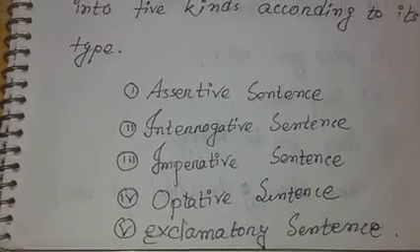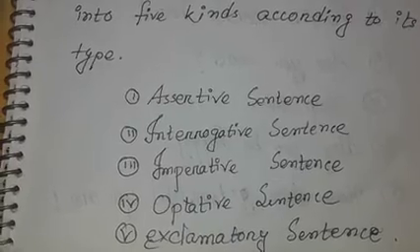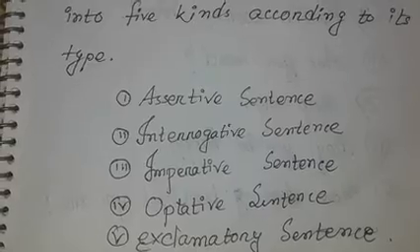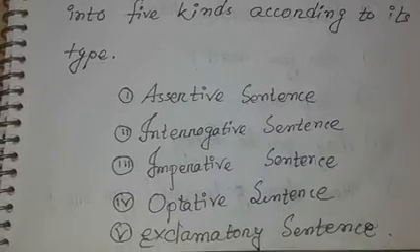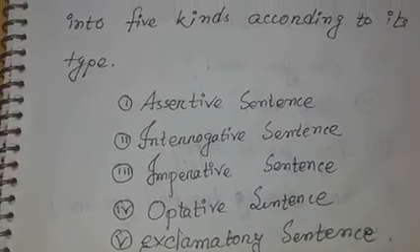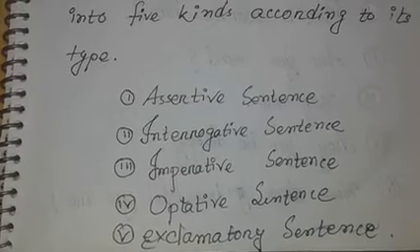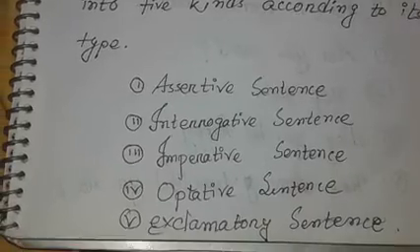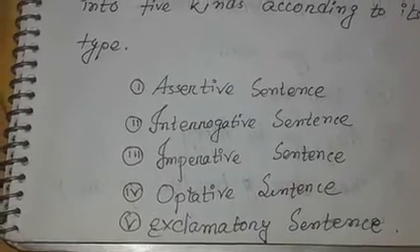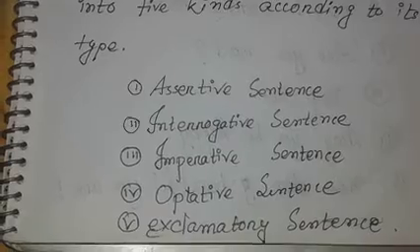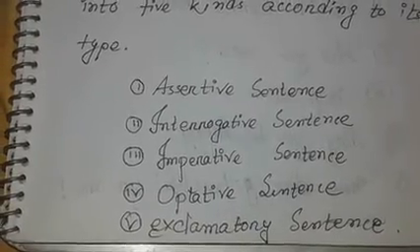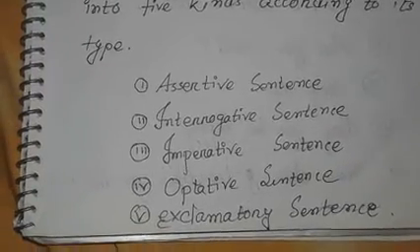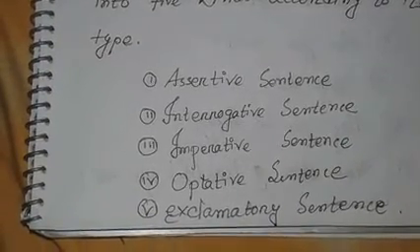Number 1, assertive sentence. Number 2, interrogative sentence. Number 3, imperative sentence. Number 4, optative sentence. Number 5, exclamatory sentence. Now, dear students, we have discussed here the definition and the kinds of sentences, the classification of sentences.